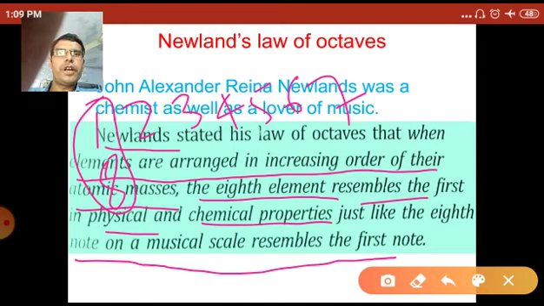When the elements are arranged in increasing order of their atomic masses, they realize that the eighth element has the same physical and chemical properties as the first element. Similar, just like the eighth note on a musical scale resembles the first note.